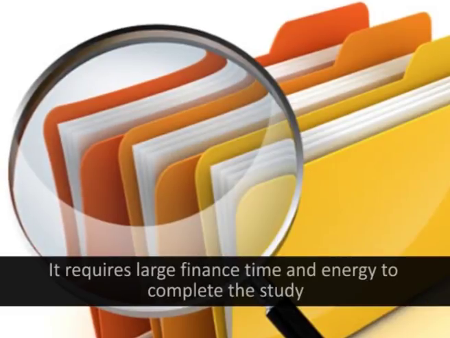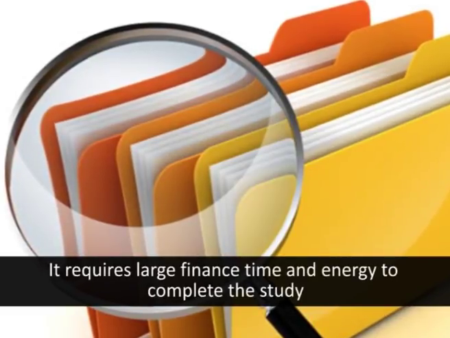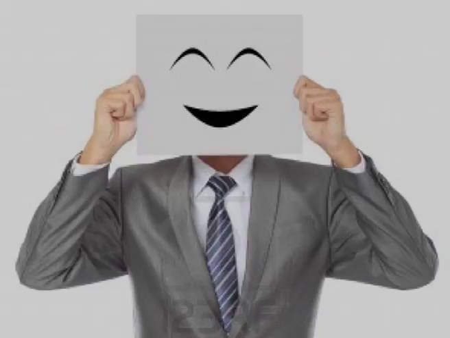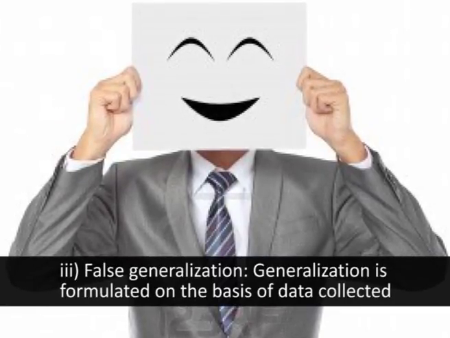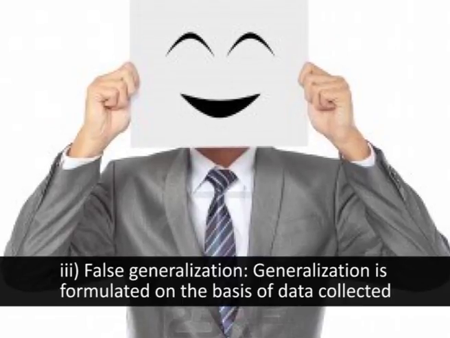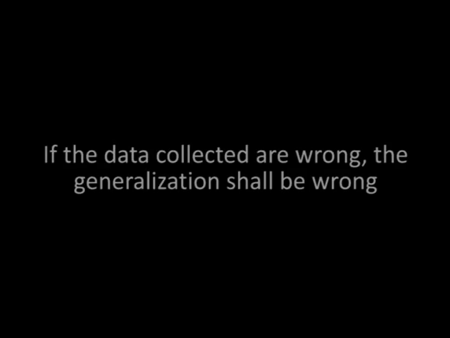Problem of finance, time and energy. Through this method, it is not possible to cover a large area of study. It requires large finance, time and energy to complete the study. False generalization. Generalization is formulated on the basis of data collected. If the data collected are wrong, the generalization shall be wrong.